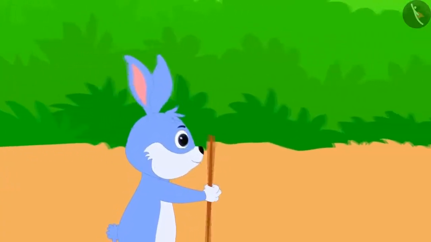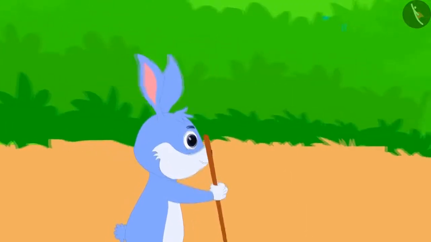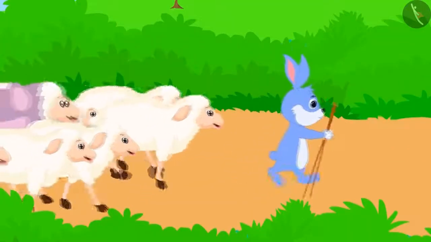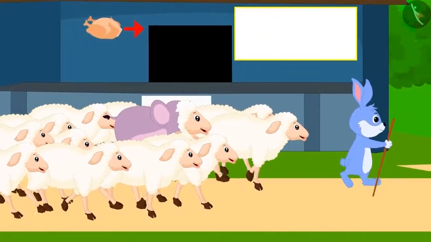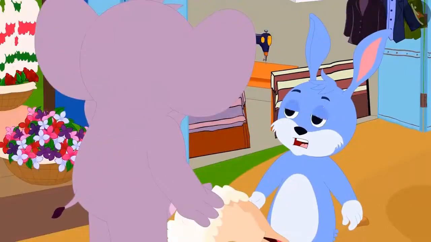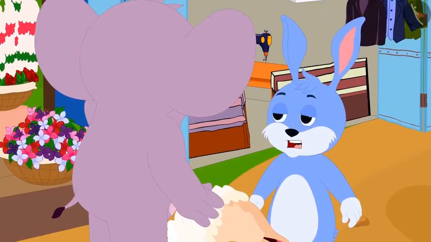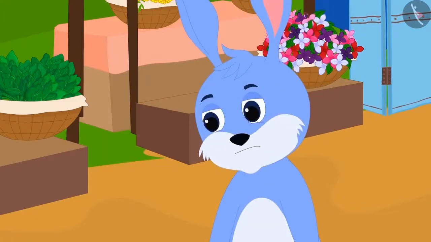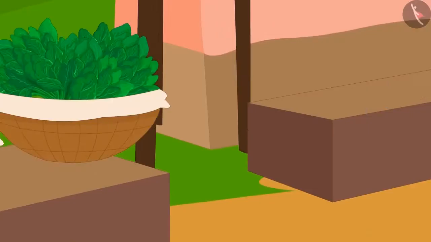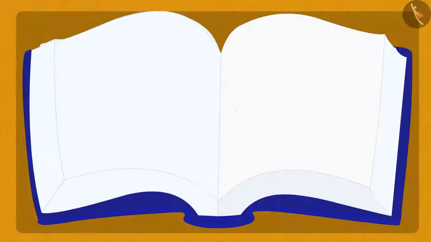Next week, when Bunny came to take the sheep, Appu hid amongst the sheep. Appu caught him red-handed as soon as Bunny came to the market to sell the sheep. Bunny apologized to Appu and returned all the money he got by selling his sheep.